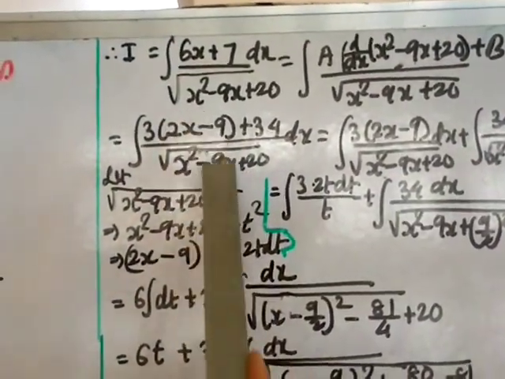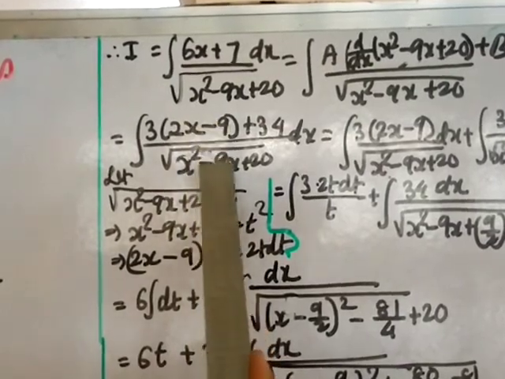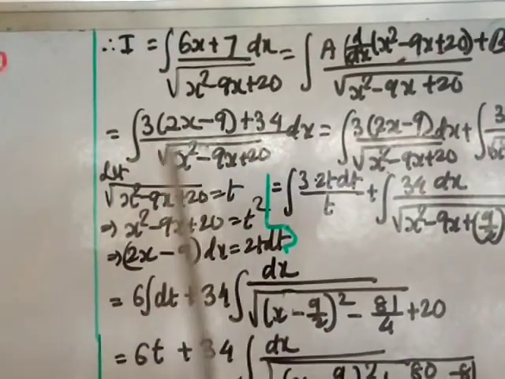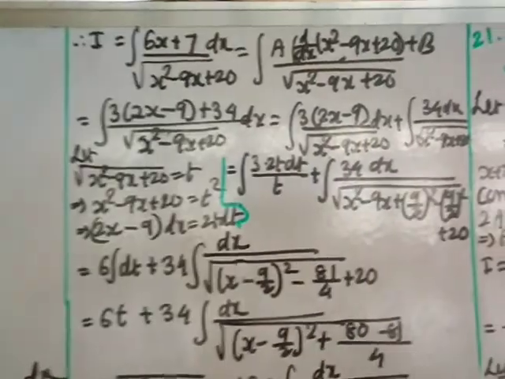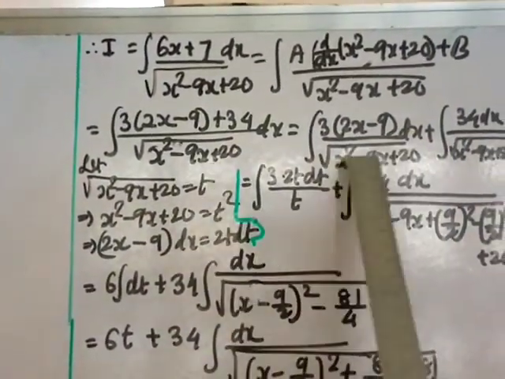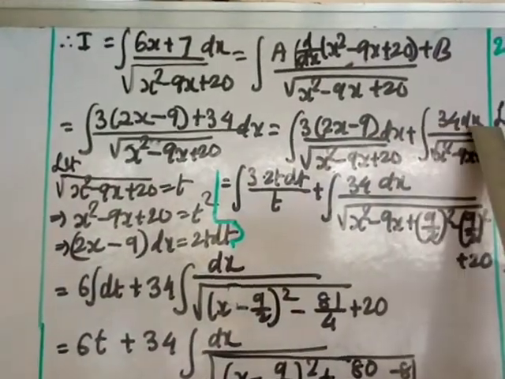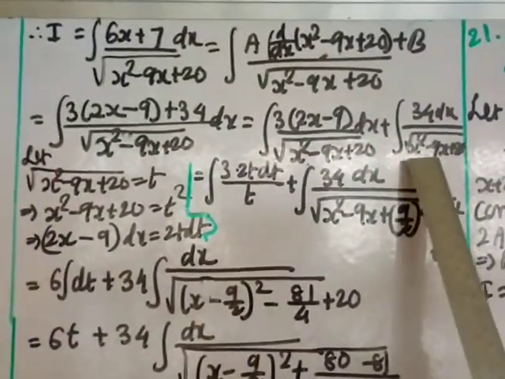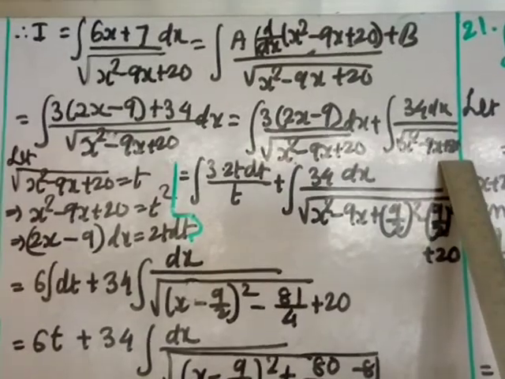Now I'll divide the denominator, this term also by the denominator, this term also. I'll separate the denominator. So integral 3, also integral you separate. So 3 times 2x minus 9 divided by this dx, plus integral 34 dx divided by the same thing, square root of x square minus 9x plus 20.